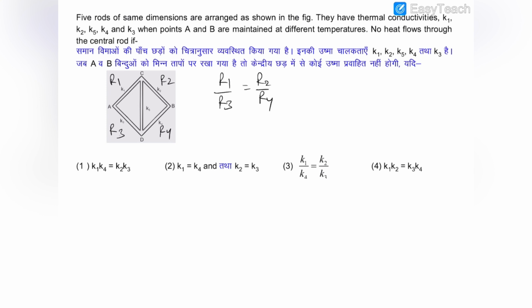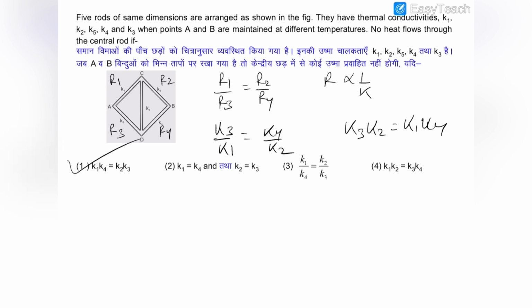Okay, so we already know that the area and the length are the same and the resistance is inversely proportional to K. So we can say that K3 by K1 is equal to K4 by K2. So we can say that K3 K2 will be equal to K1 K4. So the correct answer will be option number 4.